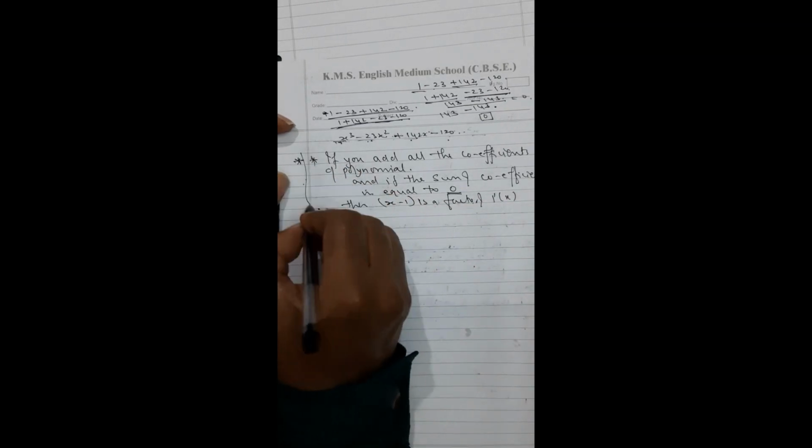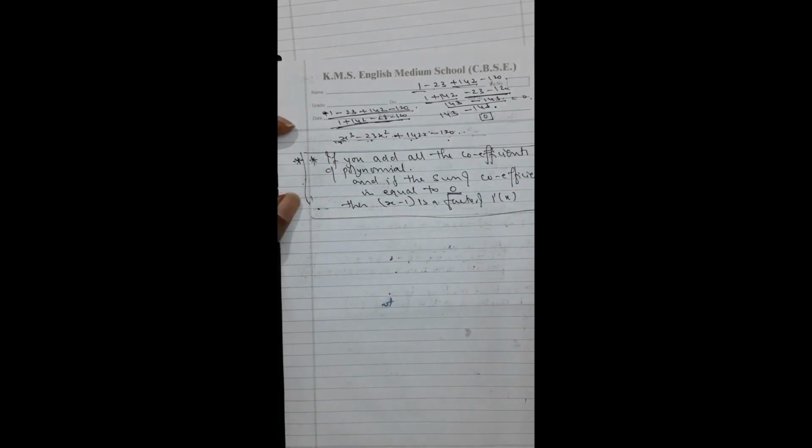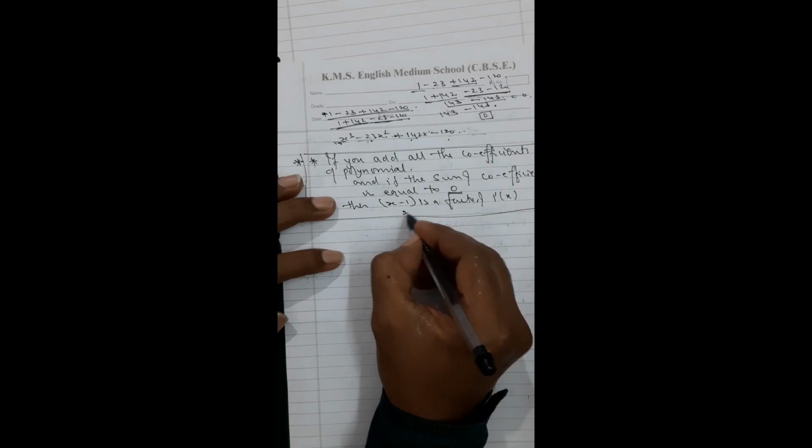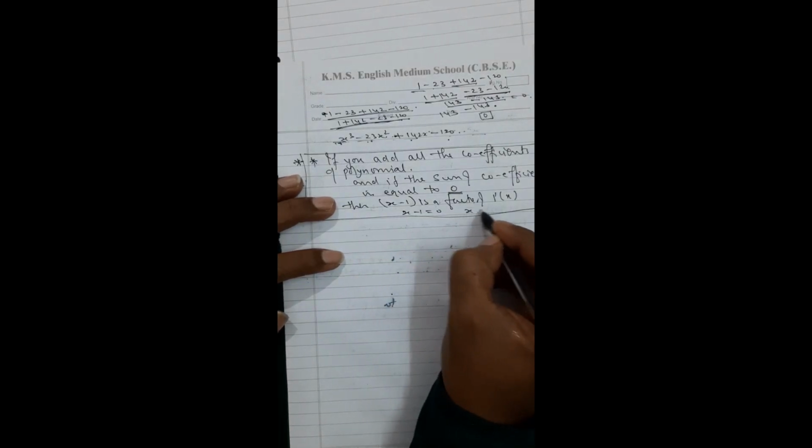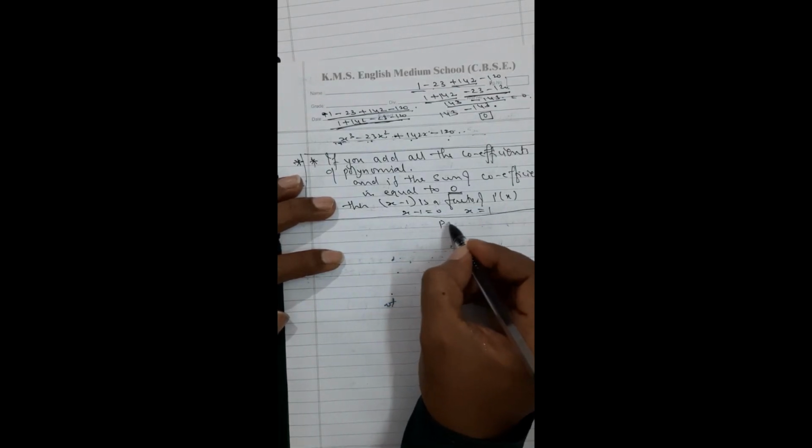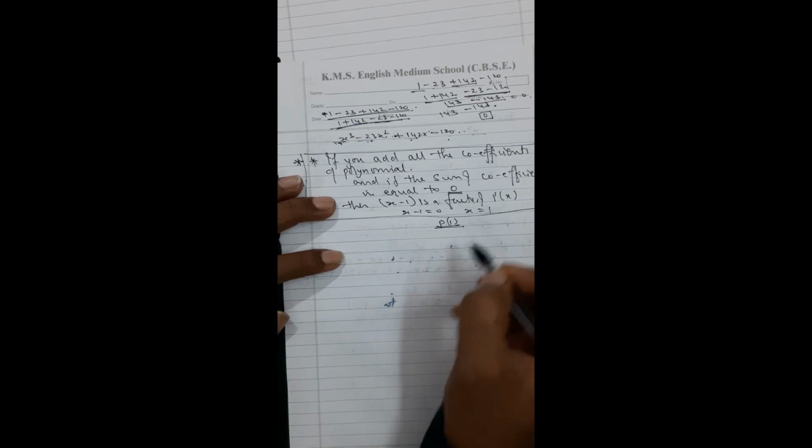This is for your knowledge, I am telling. Okay, so by trial method, try directly x minus 1 and go on. If x minus 1 is a factor, that means x minus 1 is equal to 0, so x is equal to 1. So you will have to find the value of p of 1.